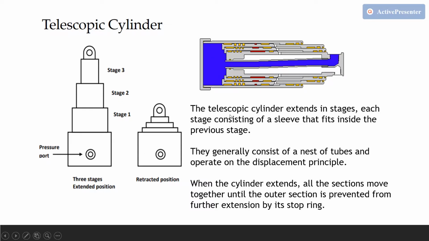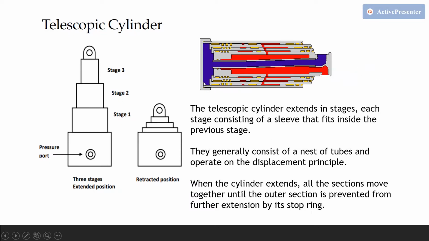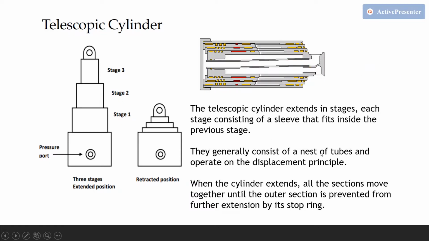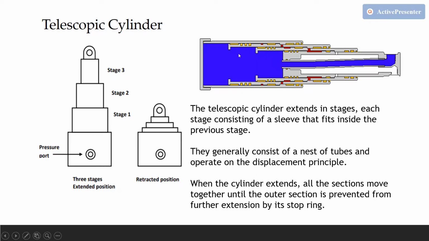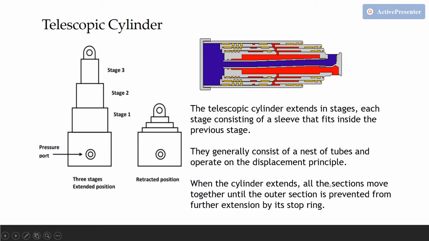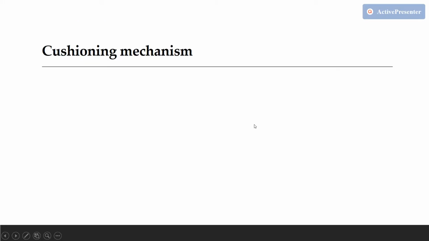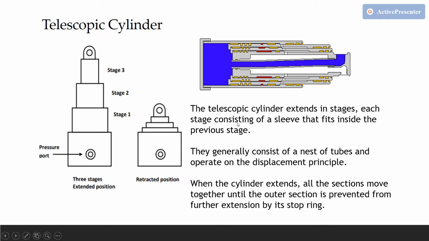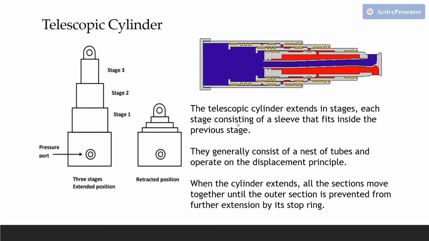So it extends stage by stage. It consists of a nest of tubes, like sleeves, and the cylinder will keep extending until the end of the stroke is reached. Okay, so that is the main purpose of your telescopic cylinder.